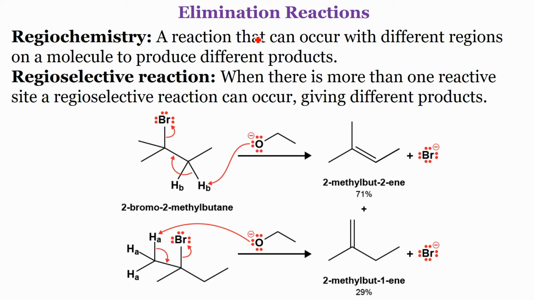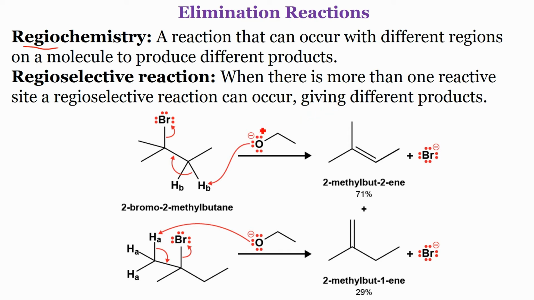Okay, so for elimination reactions, you might end up with the double bond placed differently on the structure. That's called regiochemistry. It's a reaction that can occur with different regions on a molecule to produce different products. So like you see here, the double bond is within the structure, here it's outside. So a regioselective reaction is when there is more than one reactive site where a reaction can occur, giving different products.